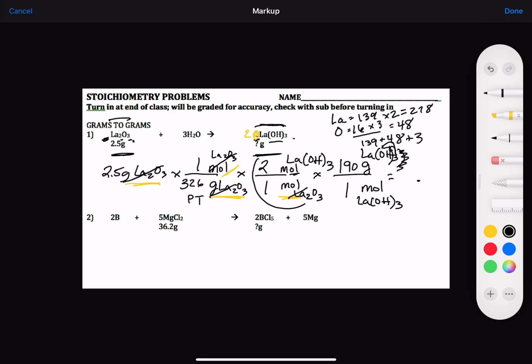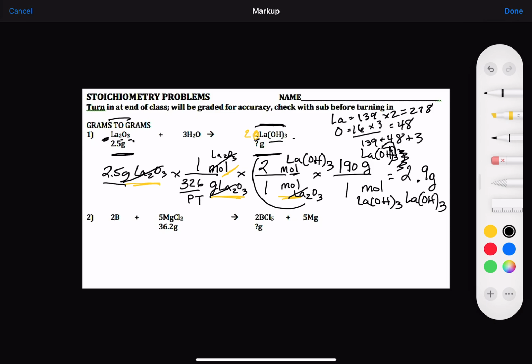So how to plug this into your calculator? You take 2.5 divided by 326. Then you multiply by 2, because the 1 isn't going to change your answer, so just ignore the 1s. Anything on top you multiply, anything on the bottom you divide. And the last one is 190, so you multiply by 190. Your answer is going to be 2.9 grams of lanthanum hydroxide.